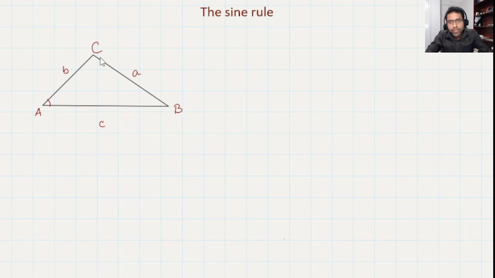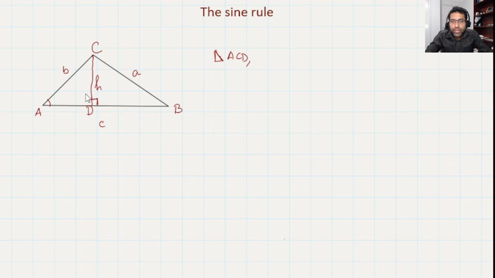To do that, first we need to make a vertical line from C, let's say CD. If it's vertical, then this side is 90 degrees, and the other side is also 90 degrees. Let's say we are talking about the left side right angle triangle, which is ACD, and let's say the vertical height is H. We don't know what H is.